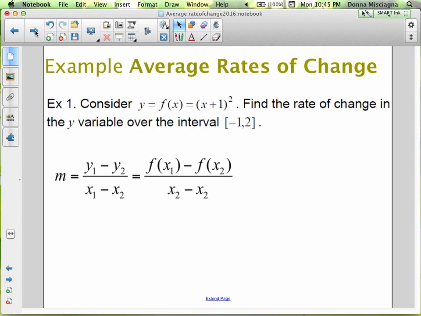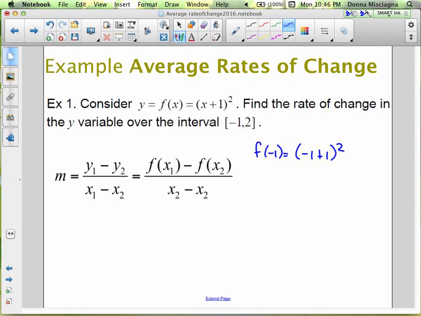Now let's look at this one. Consider y equals f of x equals (x plus 1) squared. Find the rate of change in the y variable over the interval from -1 to 2. So we have to find the value of y when x is -1 and 2. We have f of -1, which is (-1 plus 1) squared, which is just 0. And then we have f of 2, which is (2 plus 1) squared, which is 3 squared, or 9.